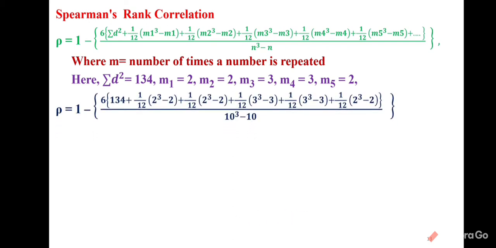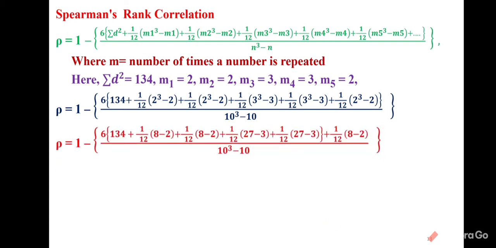6 into 134 plus 1 by 12 (2 cube minus 2), plus 1 by 12 (2 cube minus 2), plus 1 by 12 (3 cube minus 3), plus 1 by 12 (3 cube minus 3), plus 1 by 12 (2 cube minus 2). Here 2 cube minus 2 is 8 minus 2, which is 6. 3 cube is 27, minus 3 is 24, so we get 24 divided by 12. Simplify: 134 plus 1 by 12 (8 minus 2).